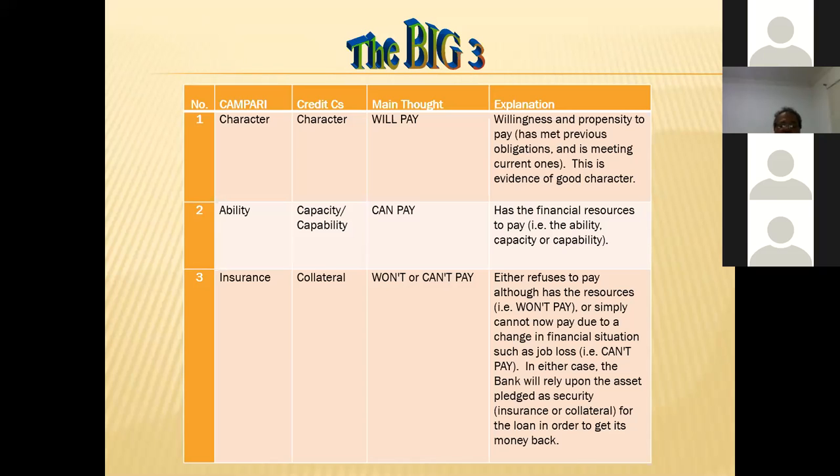Okay, so at some point in time, sooner or later, whether the client cannot pay or won't pay, the bank will have to make a decision to realize on their security, or dispose of their security and get their money back out of it. Okay. Any questions on that before we move on?